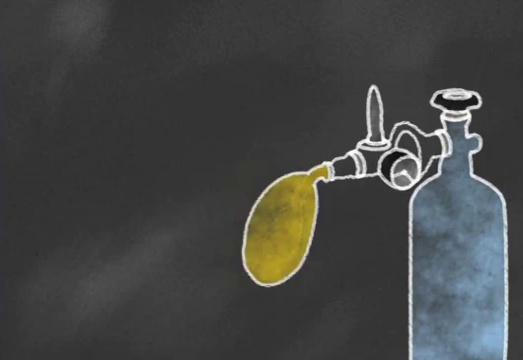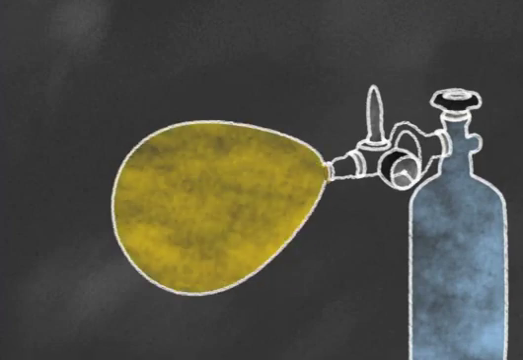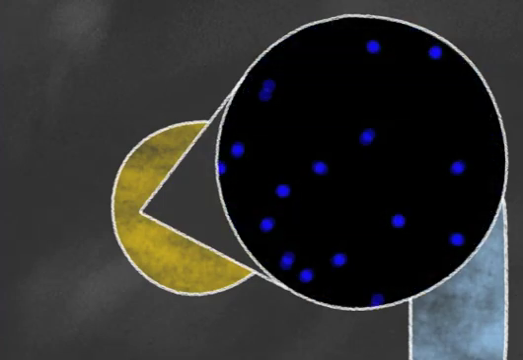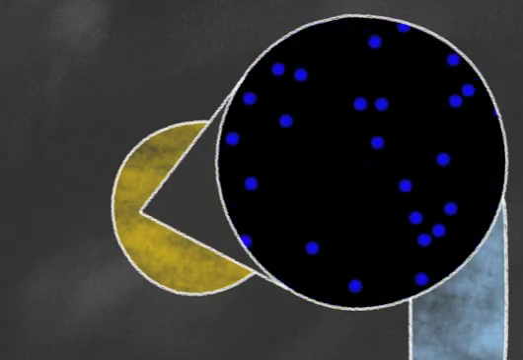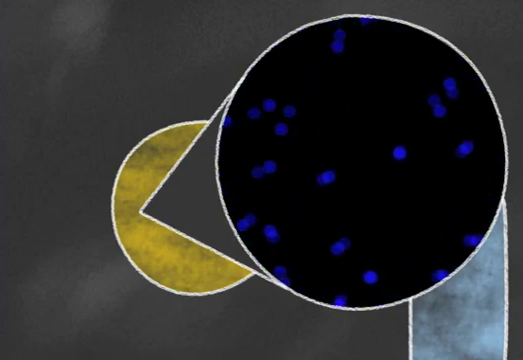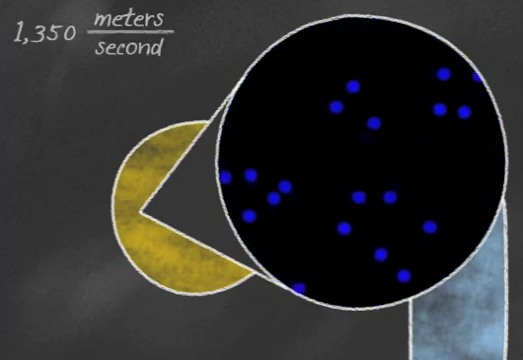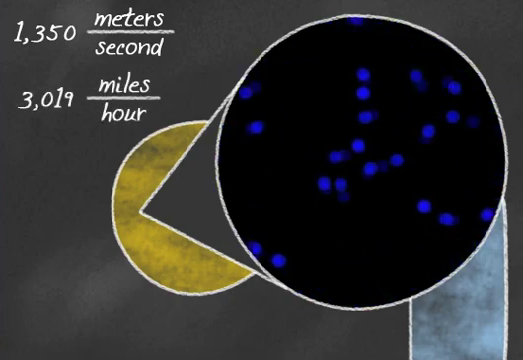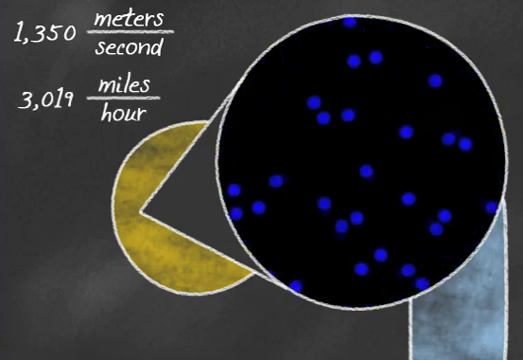The balloon is filled with helium gas, which, at its most basic level, consists of countless individual particles that are unique to the substance helium. These particles move in random directions, just like people walking through a busy city square. At room temperature, the helium particles move at a speed of 1,350 meters per second, or 3,019 miles per hour.